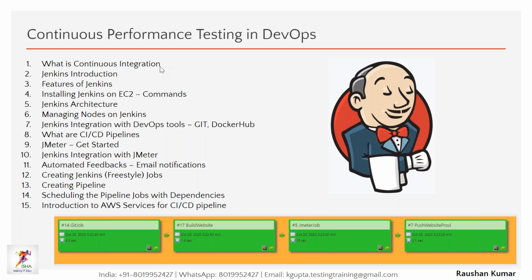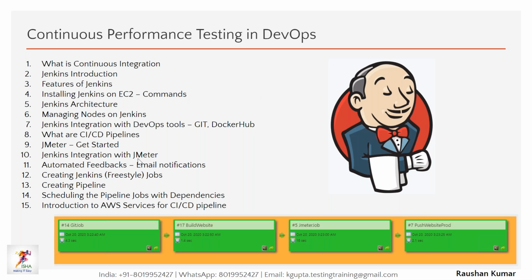First of all, what is continuous integration? What is Jenkins? How do we work with Jenkins? And we're going to install it, and whatever we do, we're going to do in the cloud. We're going to do everything in the cloud, no on-prem. It's a cloud course. Everything will be cloud. How do we install Jenkins in the cloud, and how do we integrate Jenkins with DevOps tools like Git and Docker Hub? Whatever is required for a performance engineer, we're going to cover everything.